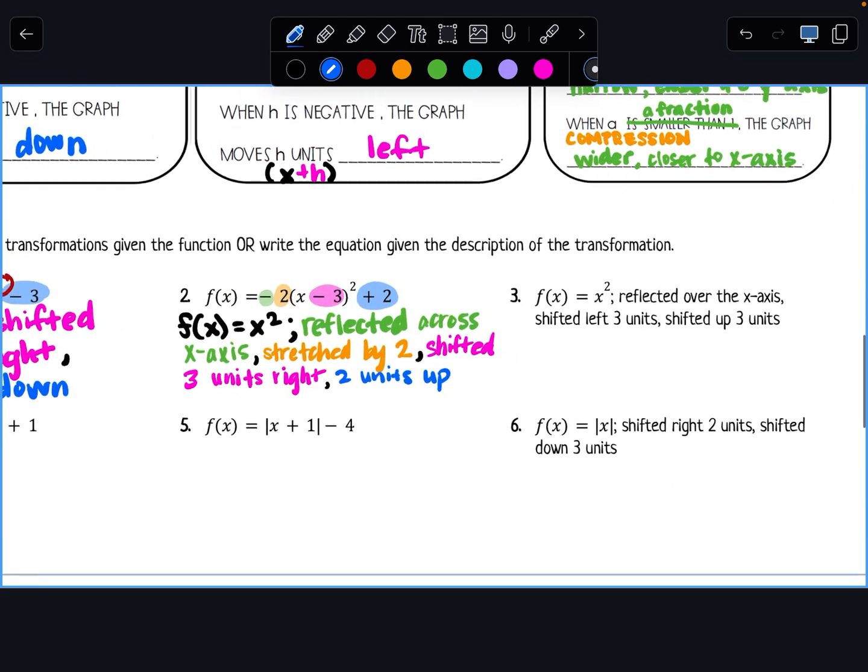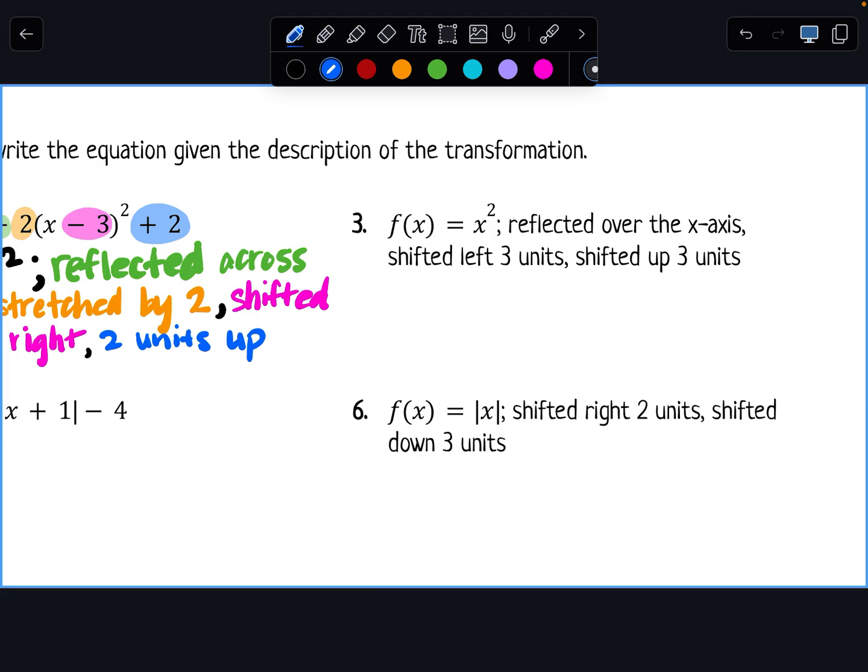Okay, for number 3, it's giving us the description. Let's write the equation. So the parent function is f of x equals x squared. So I know I can write f of x equals here. Now this says it's reflected over the x-axis, so I know this is going to have a negative. And the next transformation is shifted left 3 units. So I'm going to write x plus 3. And for shifted up 3 units, we have a plus 3 outside the parentheses after the exponent.